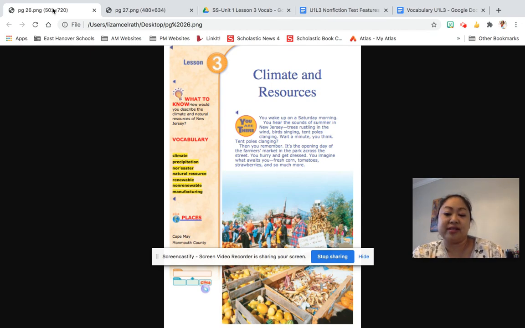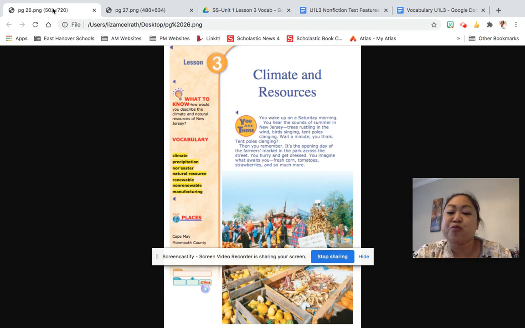So imagine this. You wake up on a Saturday morning and you hear the sounds of summer in New Jersey. What do you hear? Trees rustling in the wind, birds singing, tent poles clanging. Wait a minute. Tent poles clanging? That's what you hear in New Jersey? Then you remember it's the opening day of the farmer's market in the park across the street.